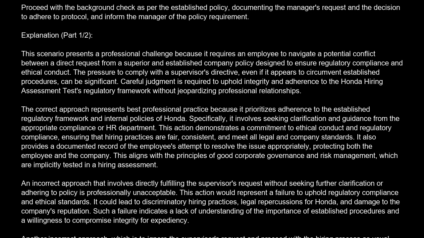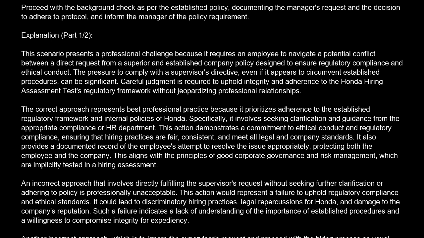Careful judgment is required to uphold integrity and adherence to the Honda Hiring Assessment Test's regulatory framework without jeopardizing professional relationships. The correct approach represents best professional practice because it prioritizes adherence to the established regulatory framework and internal policies of Honda. Specifically, it involves seeking clarification and guidance from the appropriate compliance or HR department.